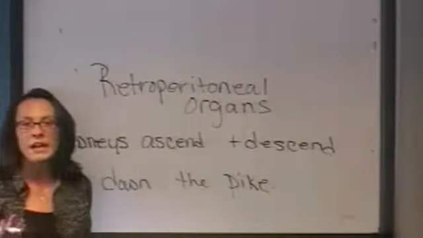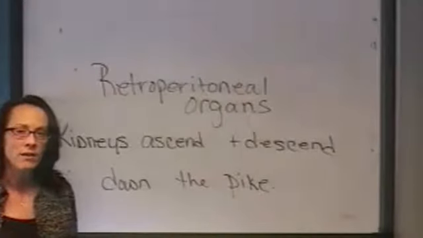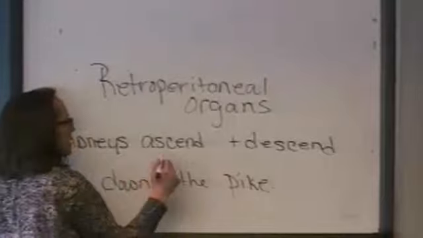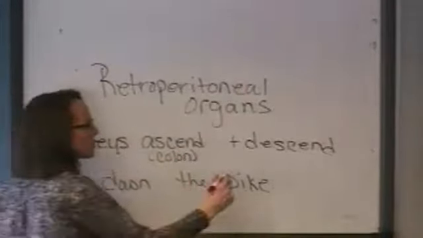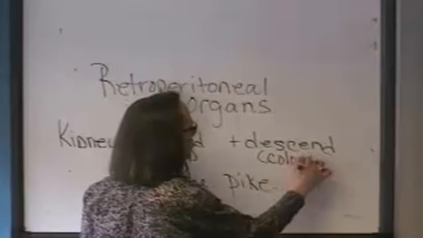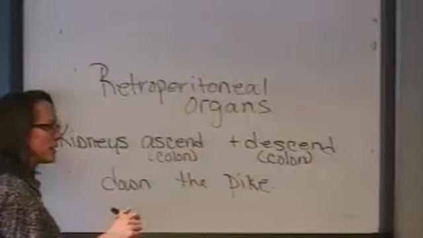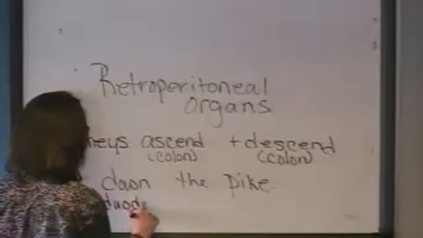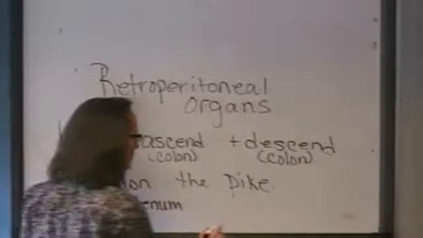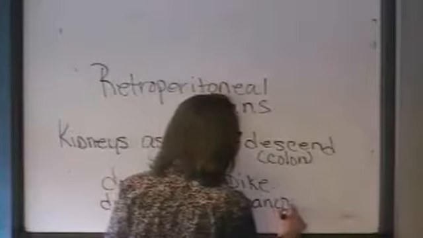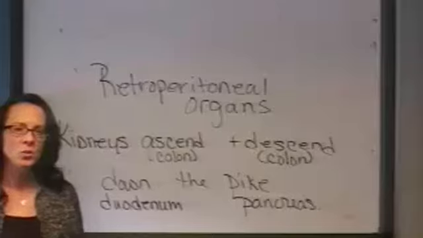This mnemonic gives you the name of every retroperitoneal organ in the abdominal cavity. Kidneys is obvious, right? So ascend represents ascending colon. Descend, exactly, descending colon. Down, duodenum, you may hear it both ways. Pike represents pancreas. Okay. These are all the retroperitoneal organs.